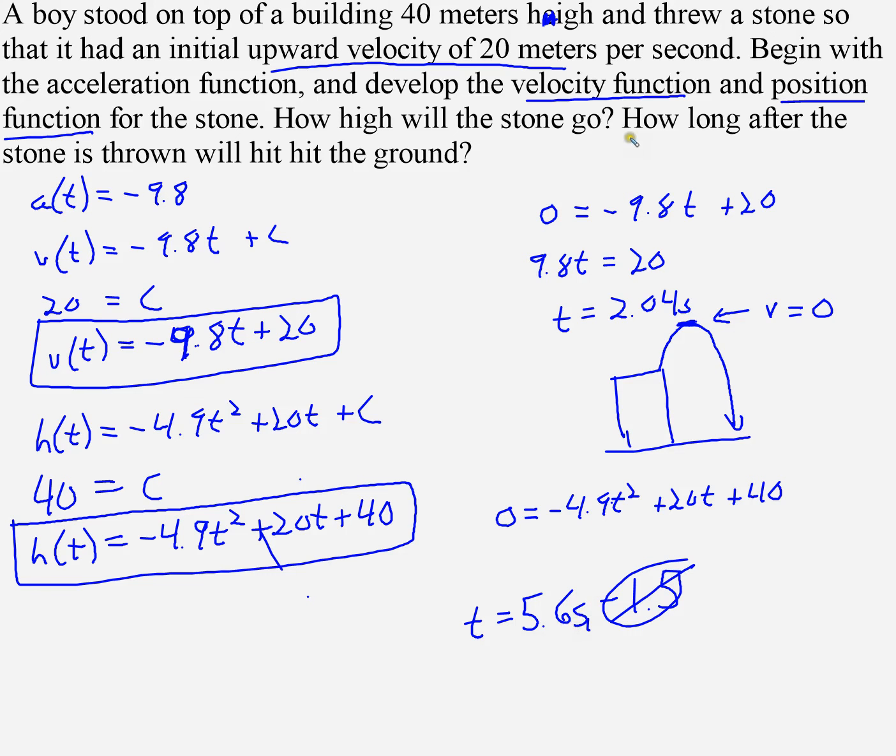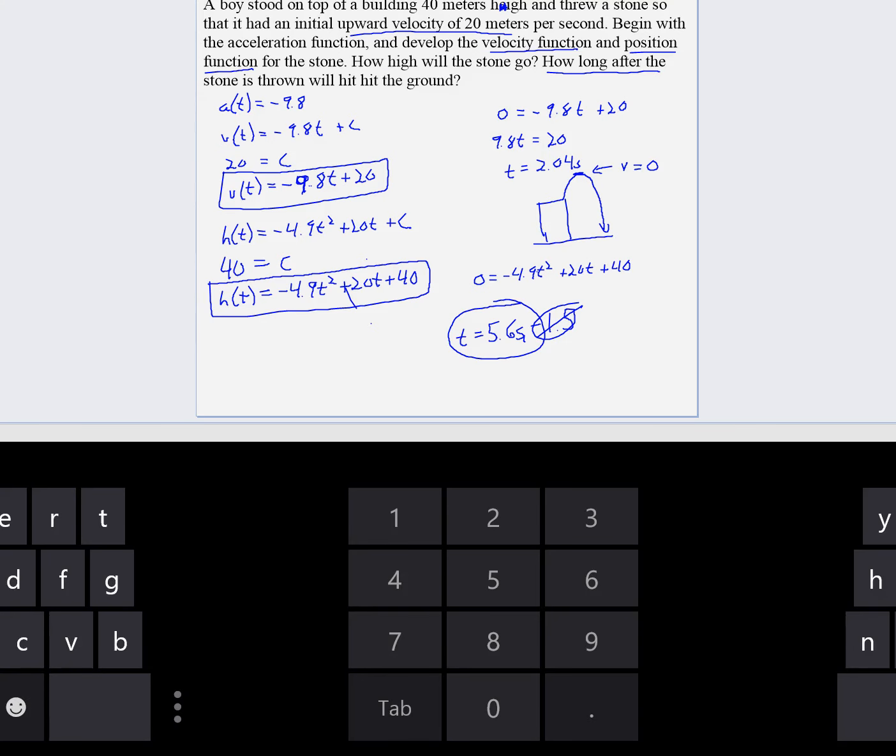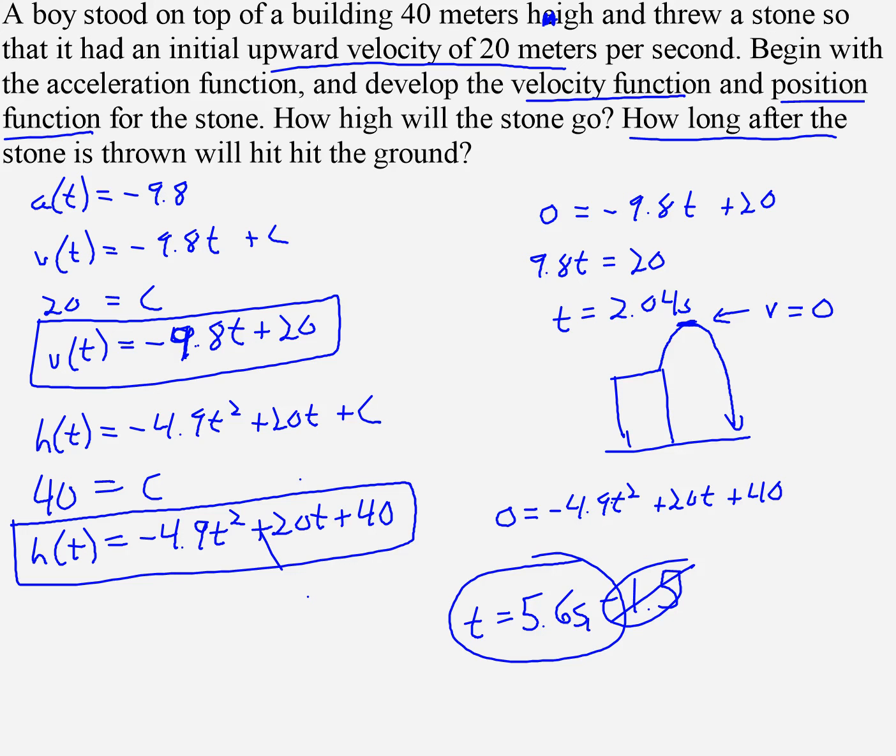And actually reading that, so we answered that question, but I realized I didn't answer the question from before. The question from before says, how high will the stone go? I found the time when it will be at its highest, but I didn't find how high it would go. To find how high it will go, we know it will be at its maximum at this 2.04. So we need to put that into our height function and find how high it will go.